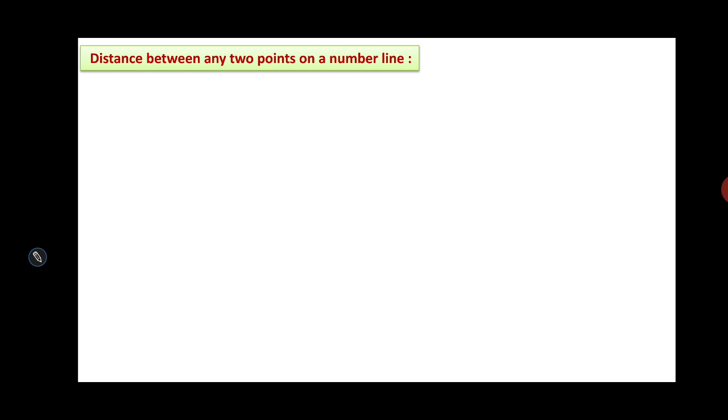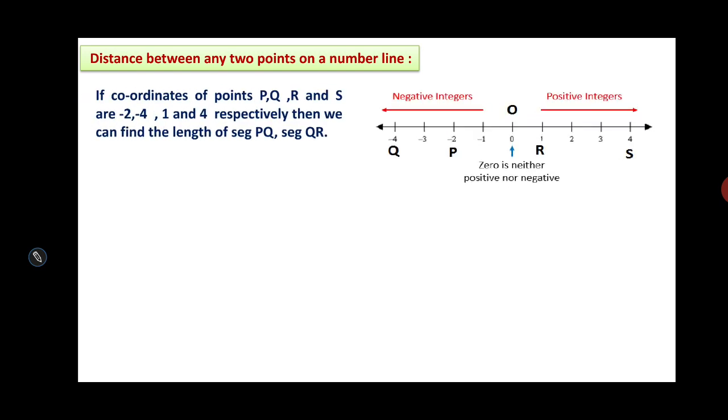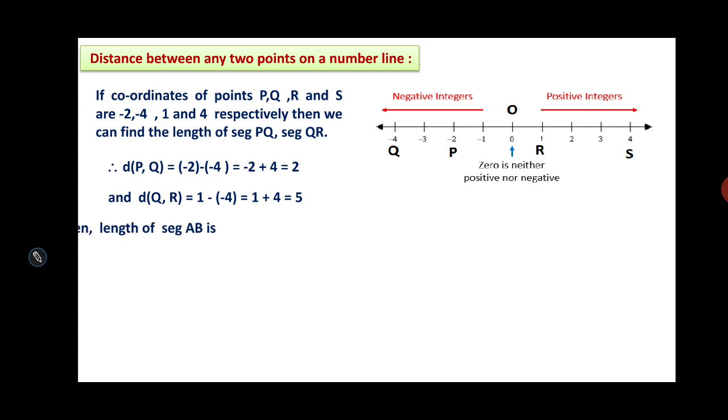Now we will see the distance between any two points on a number line. So this is the number line. You can see, if the coordinates of the points P, Q, R and S are -2, -4, 1 and 4 respectively, then we can find the length of segment PQ and segment QR. Here the distance between points P and Q is equal to -2 minus (-4), that leads to -2 plus 4, which is 2. And the distance between Q and R is equal to 1 minus (-4), which is equal to 1 plus 4, that is 5.